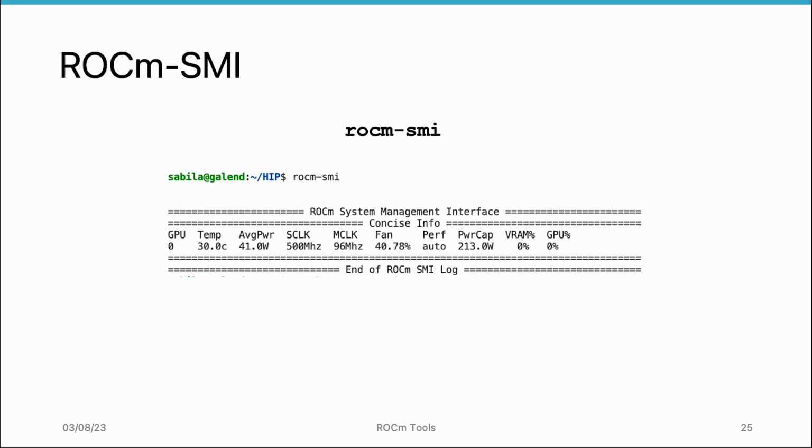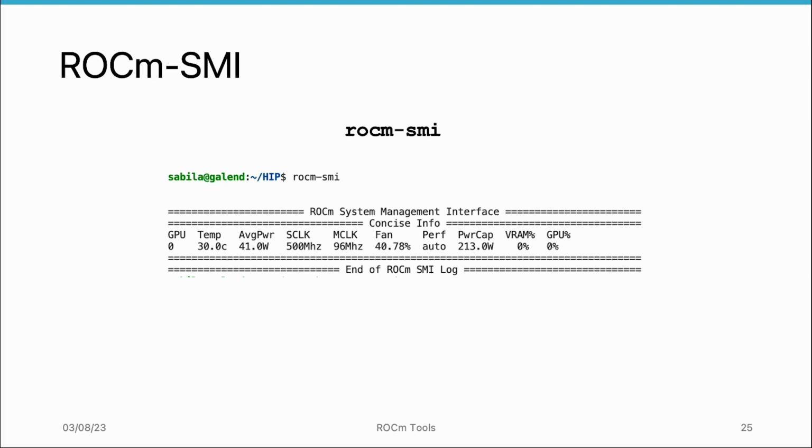Since the system is idle, the GPU's video random access memory, that is VRAM, and utilization percentage are both at 0%. However, the perf column shows auto because the dynamic power management feature is active. This means that the dynamic power management module is automatically adjusting the voltage and frequency of the GPU based on the workload requirements and power constraints of the system.